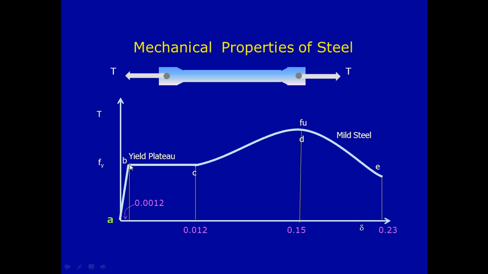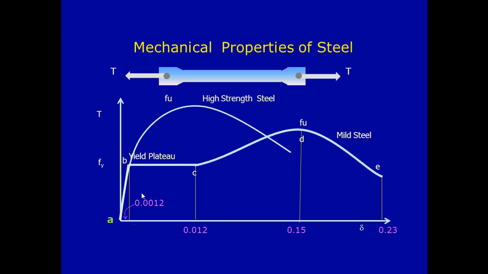The curve from B to C represents the yield behavior of the material, and the yield deformation of mild steel is almost 10 times the deformation at which the yielding begins.